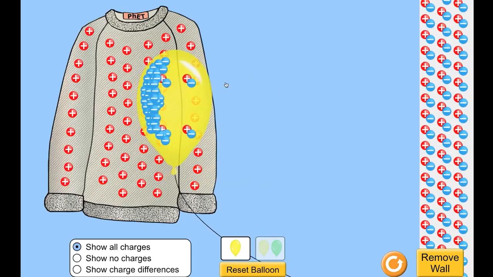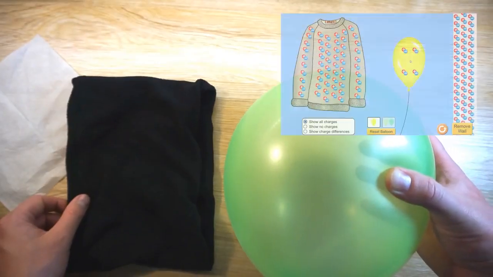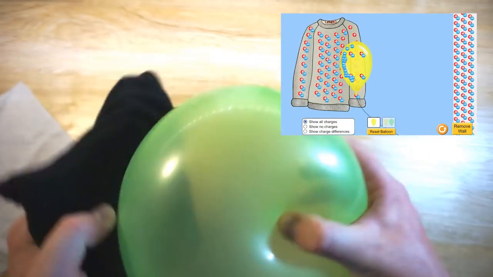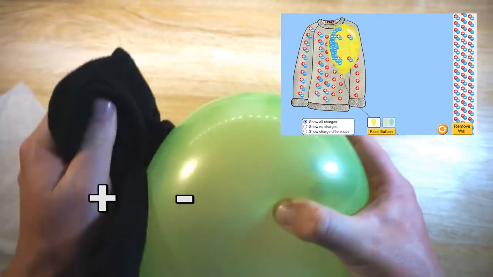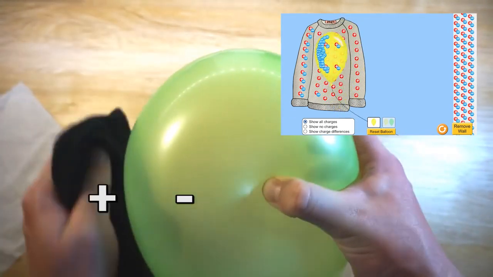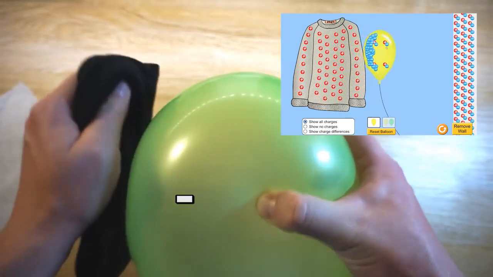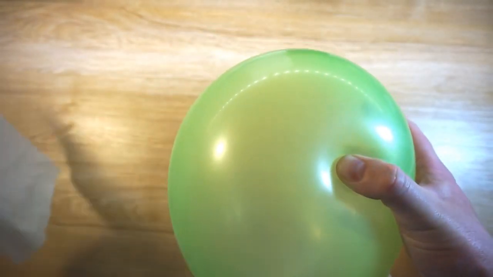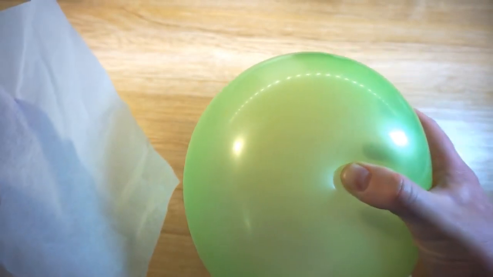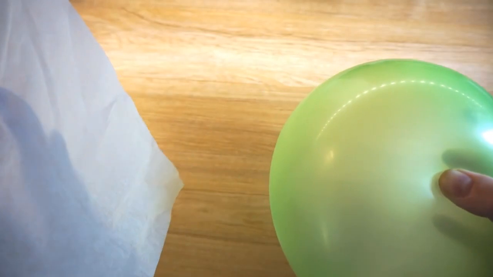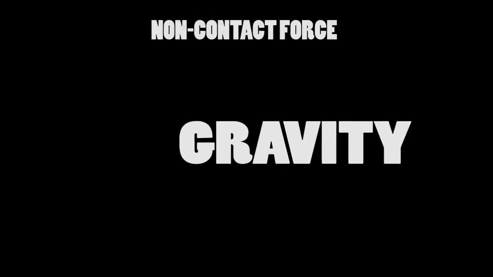Sometimes other objects will become attracted to these things that have charges. For example, if I rub a cloth against a balloon, the electrons will transfer from the cloth to the balloon, so the cloth becomes positively charged because it's lost these negative electrons, and the balloon becomes negatively charged. And now if we hold the balloon up to some things, they'll be attracted to it because it has this negative charge.